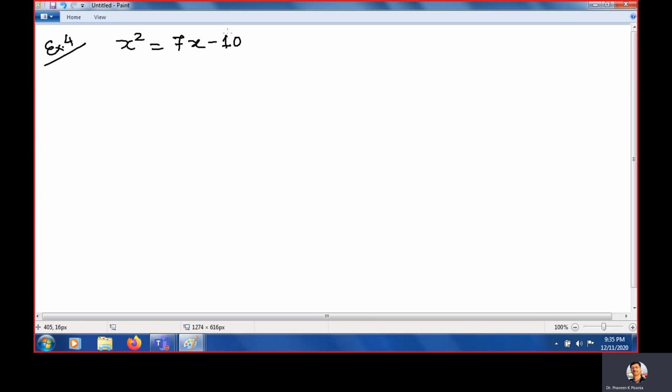Clear? So what I told you? I told you f(x) equals 0. Means all the terms should be on the left, equal to 0. So we need to shift everything to the left, x square. Now 7x if we bring to the left, it will become minus 7x. And minus 10 if we bring, what will it be? It will be plus 10 equal to 0.